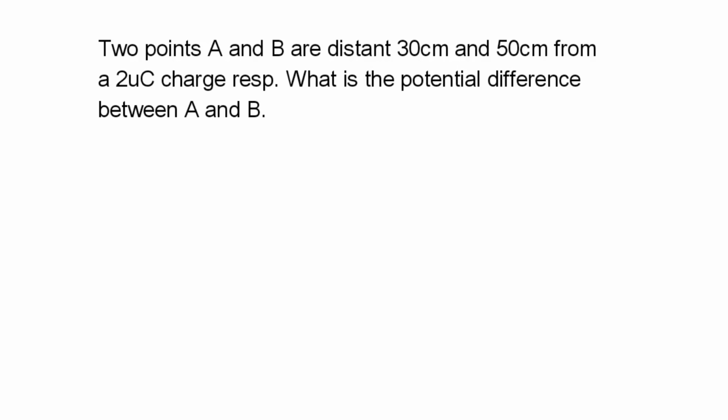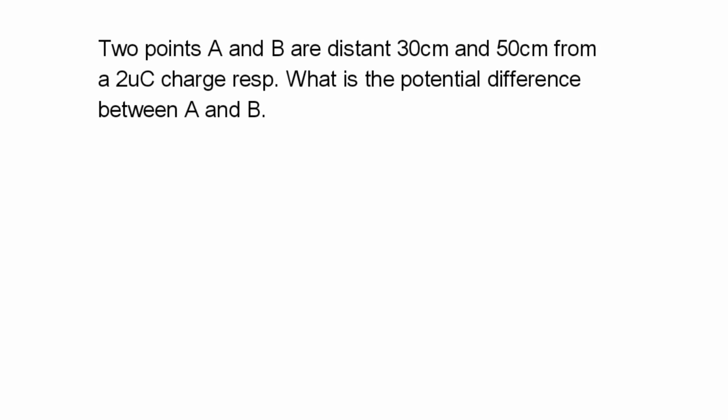In today's video, we're having another problem on potential difference. In the last video, we discussed the basic concept about potential difference and absolute potential, and we talked a little bit about the formula. Now, we are given the question: 2 points, A and B, are at distances of 30 centimeter and 50 centimeter from a 2 micro coulomb charge respectively. What is the potential difference between A and B?